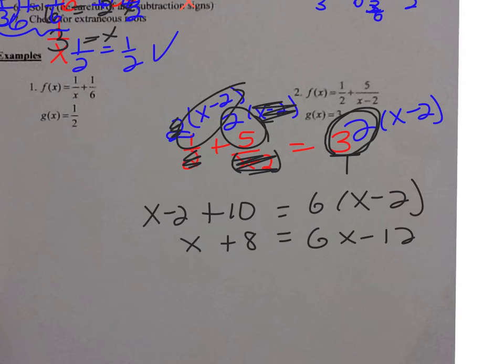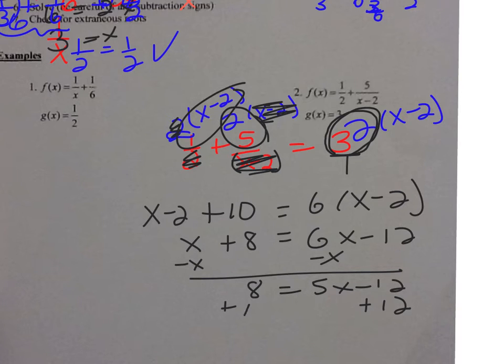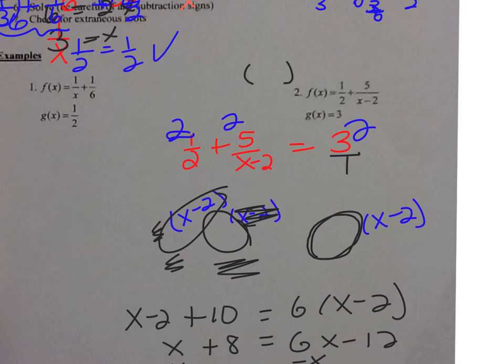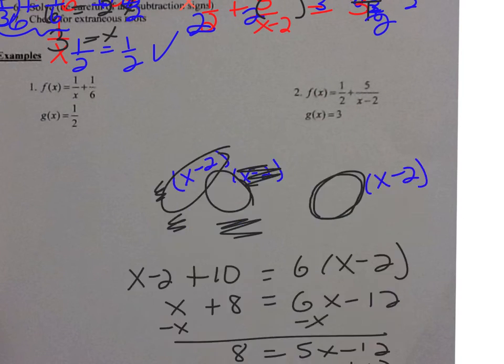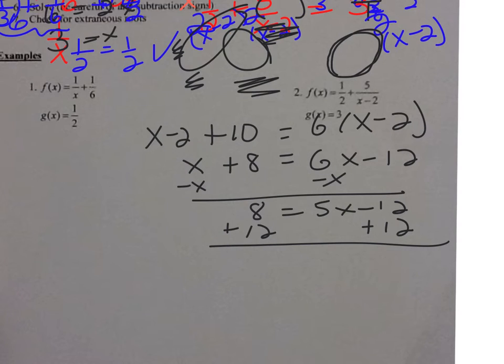And now let's solve. So I'm going to subtract x. I get 8 equals 5x minus 12. Add 12, so I get 20 is equal to 5x. Divide both sides by 5, and we get x is 4.